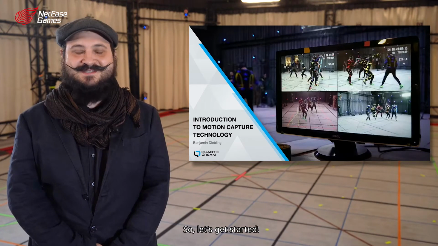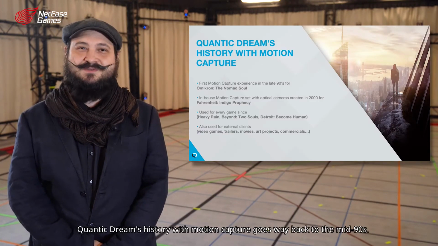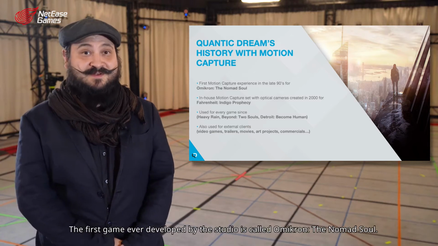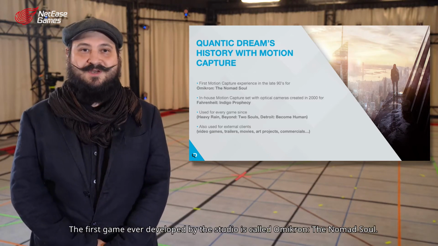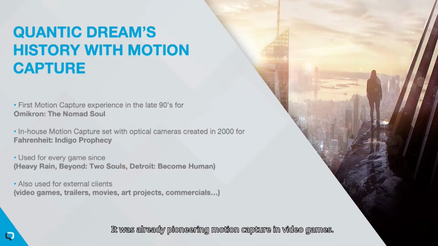So, let's get started. Quantic's history with motion capture goes way back to the mid-90s. The first game ever developed by the studio is called Omicron: The Nomad Soul. It was already pioneering motion capture in video games. Back in those days, our game director and founder David Cage used motion capture to create body animation for the combat and action scenes, as well as cutscenes.